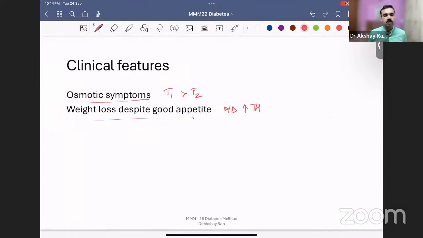Type 2 diabetes. Okay, I'm talking about type 2. Type 1, anyway, it'll be at a younger age. So generally, they wouldn't have put on so much weight. But type 2, definitely, they would be insulin resistant for so long. Hyperinsulinemia takes a toll. Then the weight starts coming down. So that is weight loss despite good appetite.